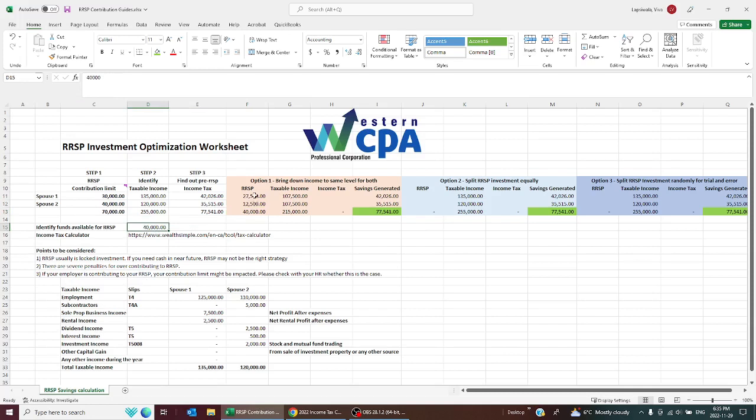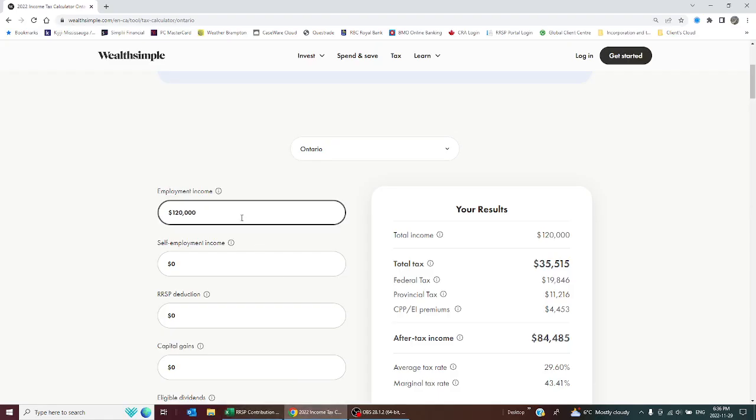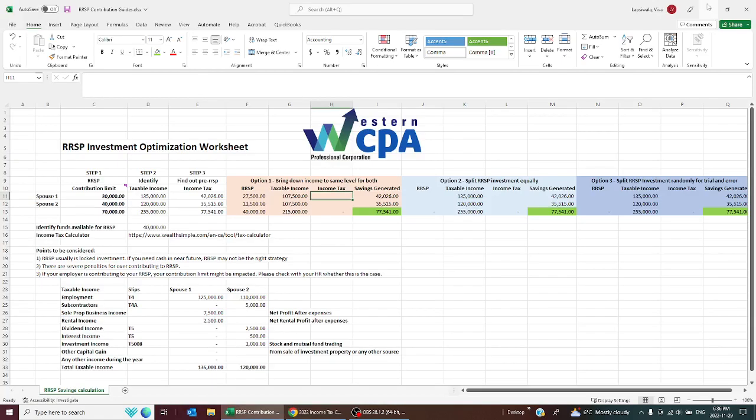You're distributing in a way that both of them come to the same taxable income and no one pays higher tax than the other. So now we're going to go to our income tax calculator and find out, on 107,500, how much is the tax? So on 107,500, both spouses will pay $30,089. Let's go there: 30,089. And then the other spouse will pay the same amount, 30,089. So that way, if you put 40,000 in RRSP by bringing both spouses' income to the same point, your savings is $17,363.